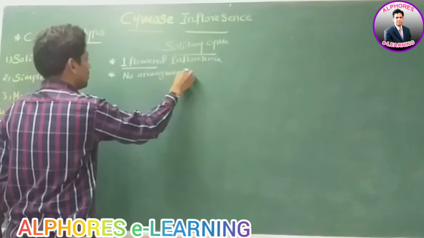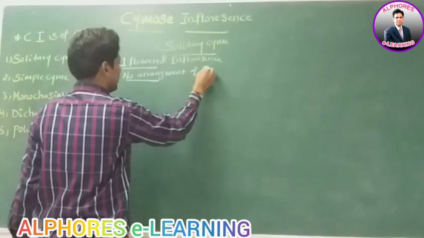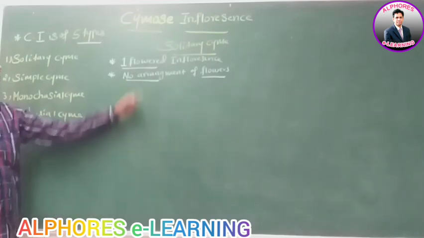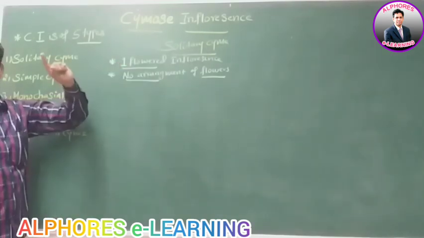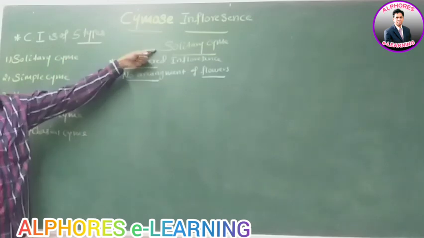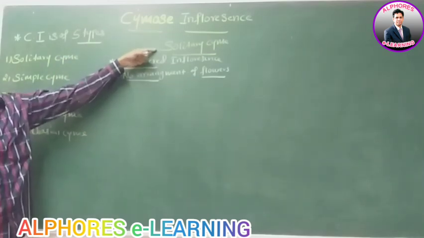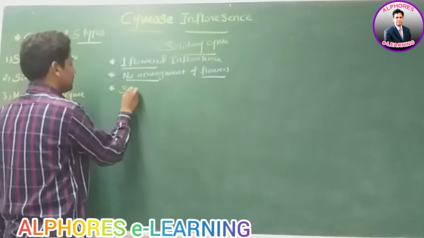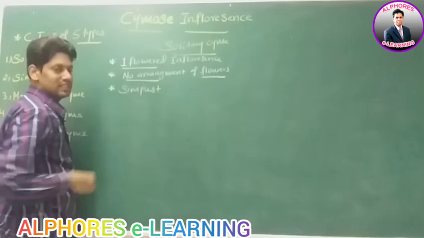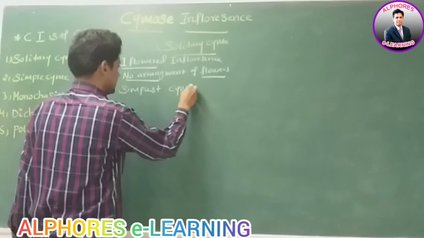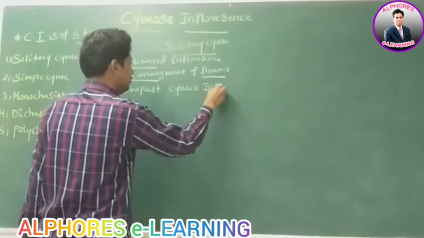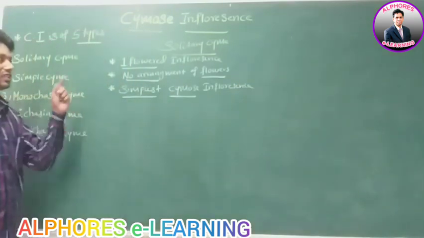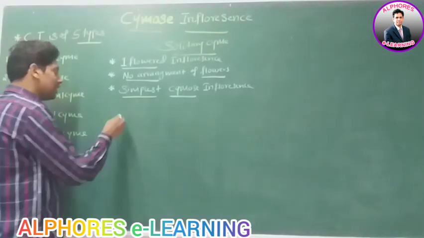Arrangement of flowers is not there. Therefore, no arrangement of flowers. Sir, in solitary cyme, how many flowers are there? One flower. So, no arrangement of flowers. So, this is the simplest cymose inflorescence. Which one is the simplest cymose inflorescence? Solitary cyme. Solitary cyme is the simplest cymose inflorescence. Now see this diagram.